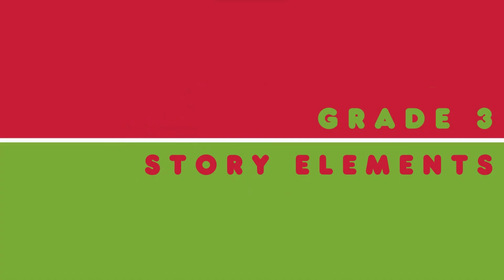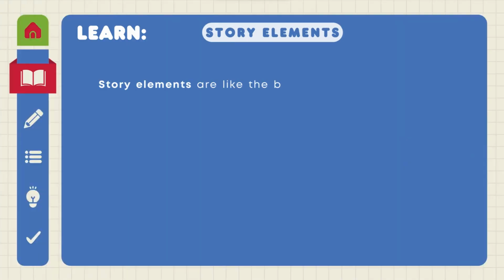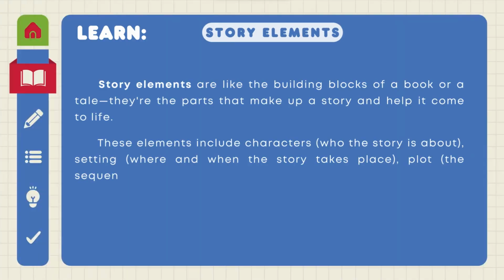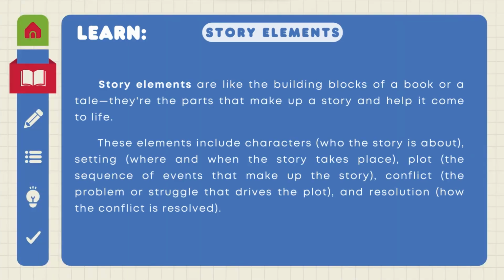Create three story elements. Story elements are like the building blocks of a book or a tale. They're the parts that make up a story and help it come to life. These elements include characters, who the story is about, setting, where and when the story takes place, plot, the sequence of events that make up the story, conflict, the problem or struggle that drives the plot, and resolution, how the conflict is resolved.